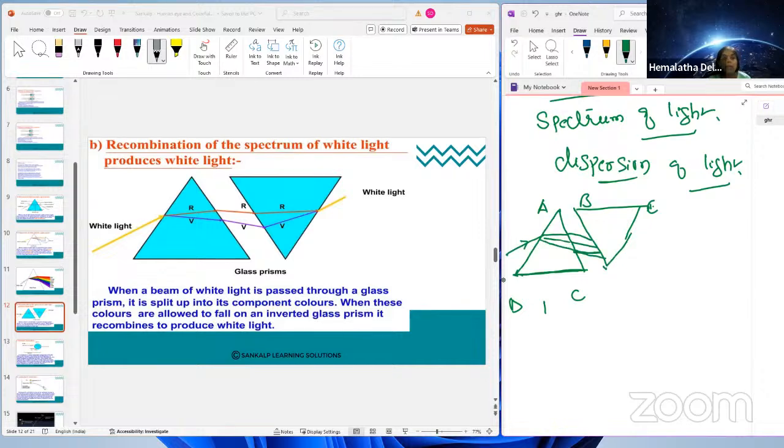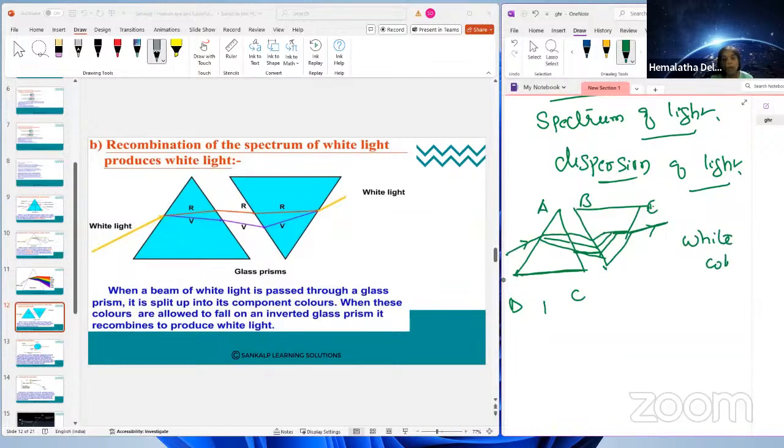Now, if you put one more prism on the way of the emergent light, again the bending of light takes place. The reverse phenomenon happens. Everything merges like this, and the emergent ray will again be white color.